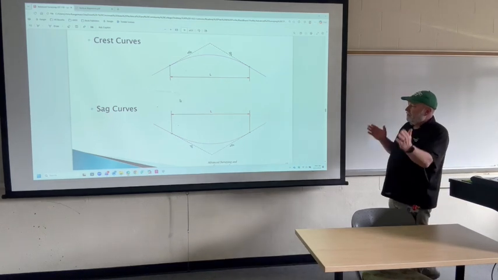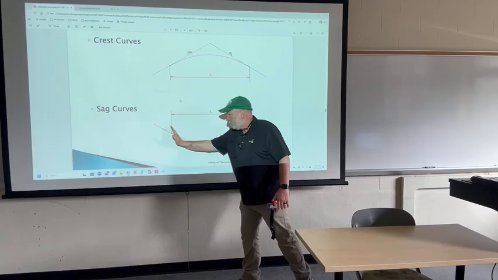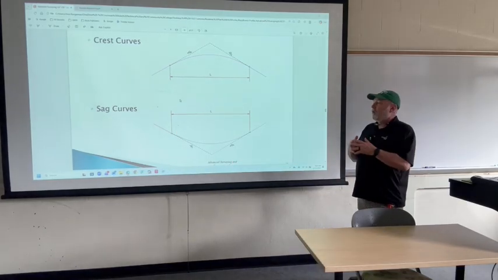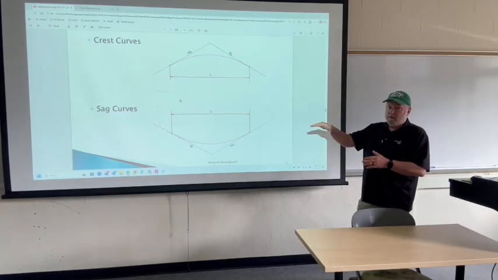And again, the length from the beginning of the parabola to the end of the parabola, that is your horizontal length of the vertical curve. That is horizontal.